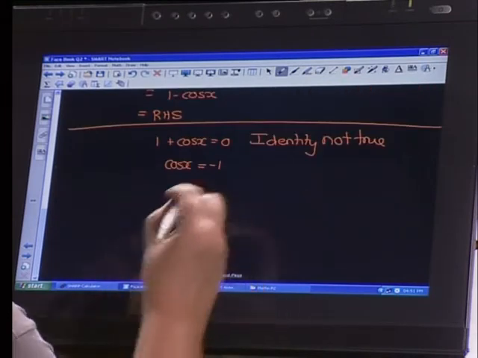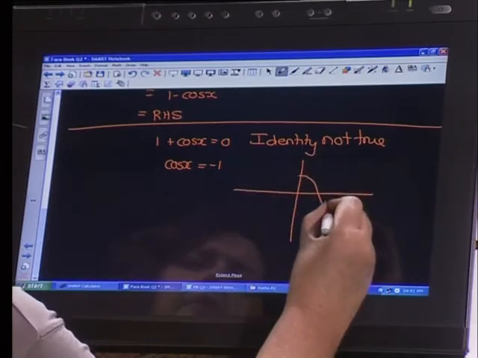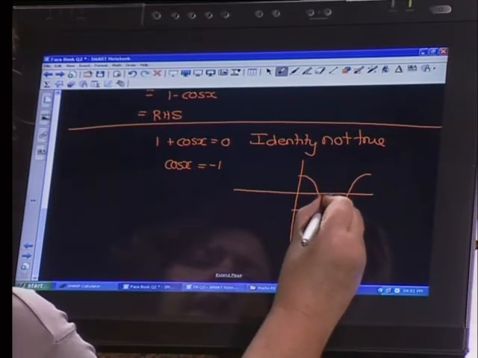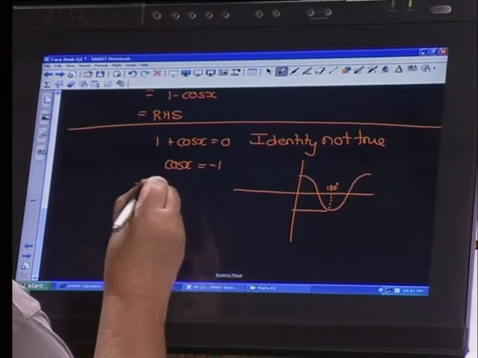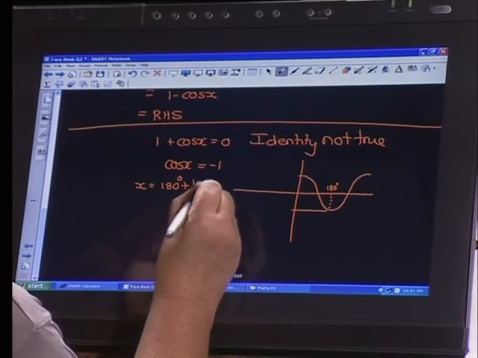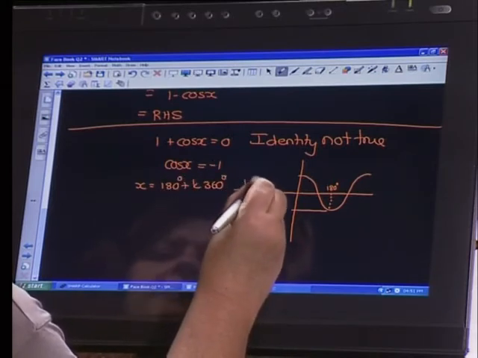And then the easiest way to solve this is to think of the graph of a cos function. It would look like this. And we know it would equal negative 1 over here at 180 degrees. So we could say x is 180 degrees plus k 360, because the period of a cos graph is 360, k an element of z.